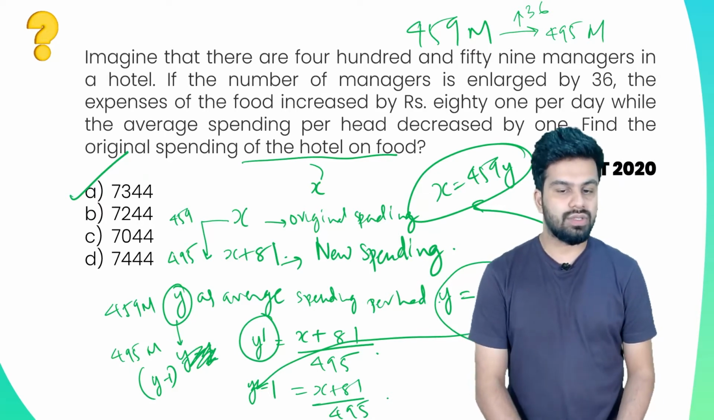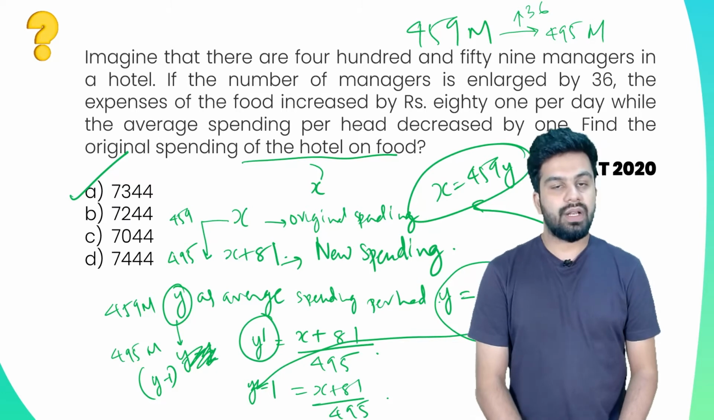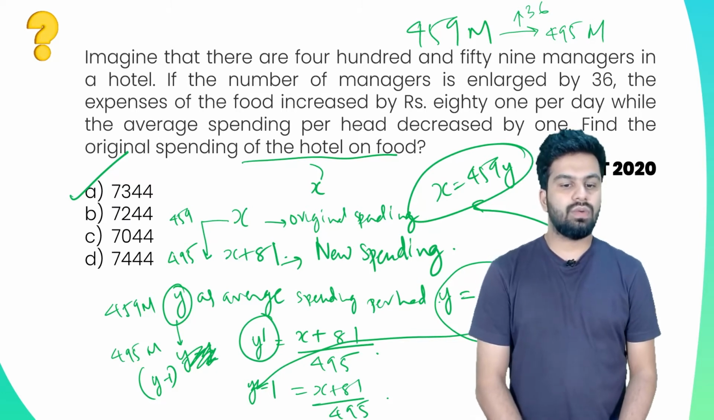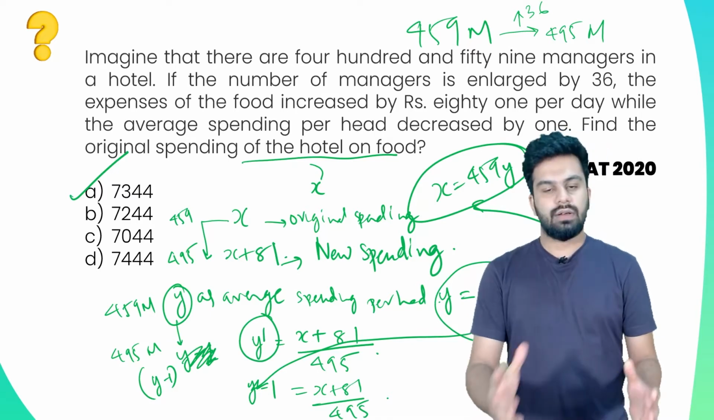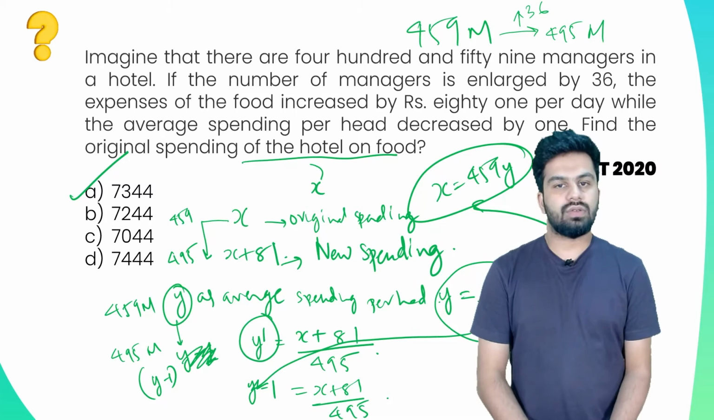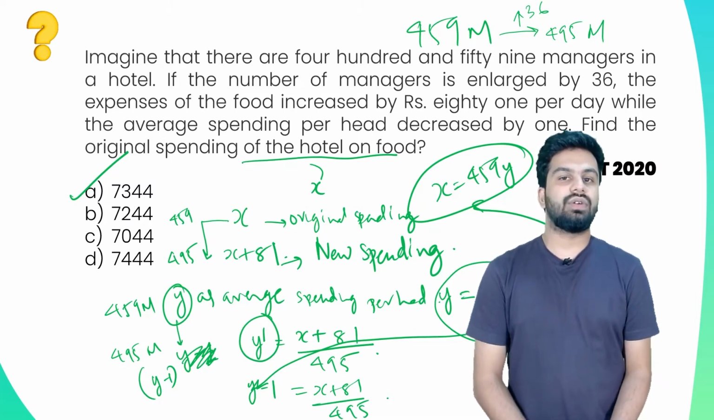സോ ടോട്ടൽ ഒറിജിനൽ സ്പെൻഡിങ് x ആയിട്ടും, ദ ന്യൂ സ്പെൻഡിങ് x പ്ലസ് 81 ആയിട്ടും നമ്മൾ അസ്യൂം ചെയ്യുന്നു, ഇനീഷ്യൽ ആവറേജ് y ആയിട്ടും ദ ന്യൂ ആവറേജ് y മൈനസ് 1 ആയിട്ടും, ആസ് പെർ ദ ഡേറ്റ ഗിവൺ ഇൻ ദ ക്വസ്റ്റ്യൻ. എന്നിട്ട് നമ്മൾ ഇക്വേഷൻസ് ഫോം ചെയ്യുന്നു, സോൾവിങ് ഫോർ x ആൻഡ് y, ആൻഡ് വി ഗെറ്റ് ദ ആൻസർ ഫോർ ആവറേജ് ഇൻ ദ ഒറിജിനൽ സ്പെൻഡിങ് ഓഫ് ദ ഹോട്ടൽ ഓൺ ഫുഡ്. സോ ദിസ് ഇസ് ഹൗ വി സോൾവ് ദിസ് പർട്ടിക്കുലർ പ്രോബ്ലം.